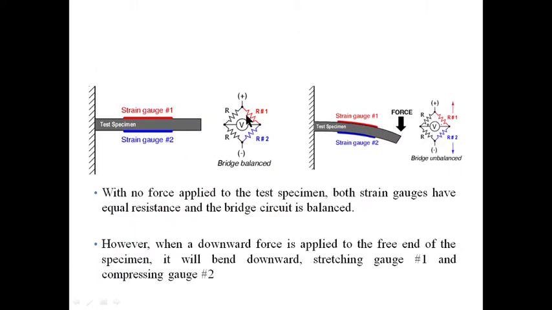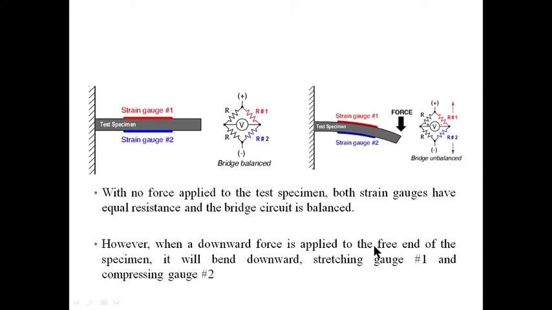Here you can see we are connecting two strain gauges over a test specimen. When force is applied on this test specimen, the wire inside the strain gauge undergoes tension and its resistance changes. This change in resistance can be measured, and we can calculate the value of the force. With no force applied to the test specimen, both strain gauges have equal resistance and the bridge circuit is balanced.